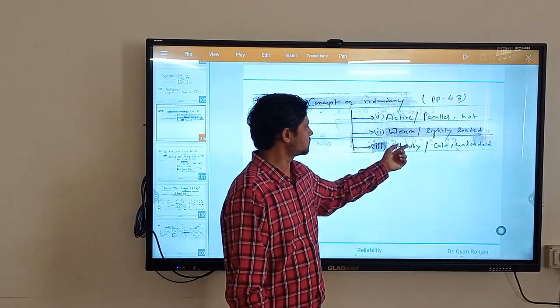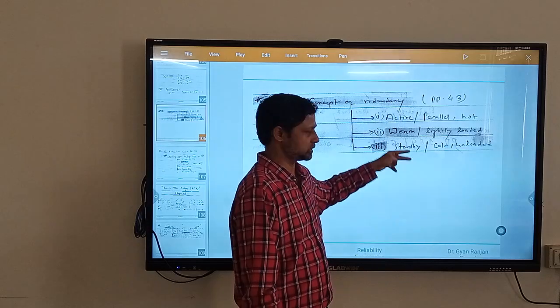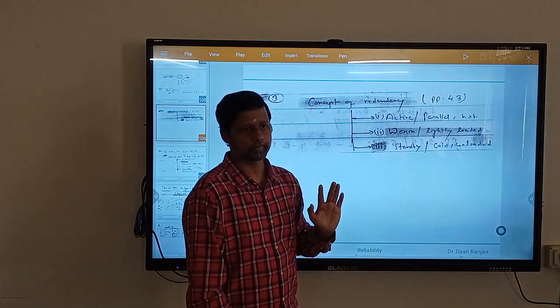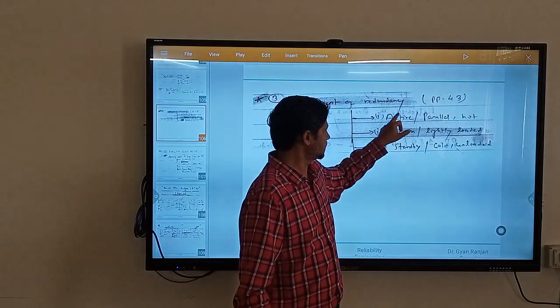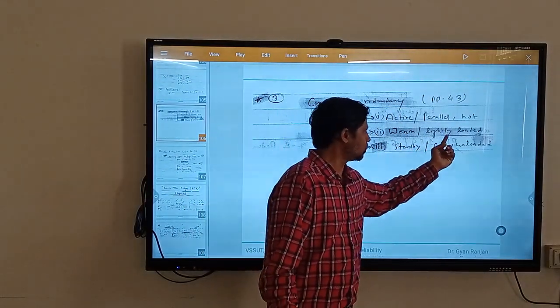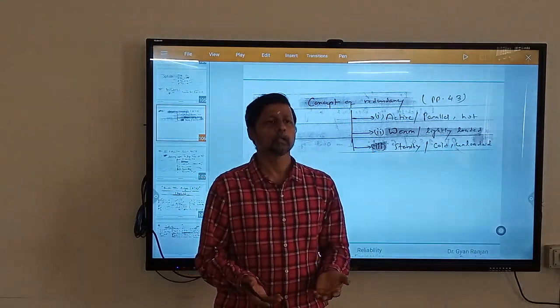Get my point? So that is your warm, stage 2. Third is called your standby. Now there are two approaches: either we use active and standby, or we use active, warm and standby. Ultimately these are the two benchmark values. Standby, sometimes we also call it cold redundancy or unloaded. What would unloaded mean?